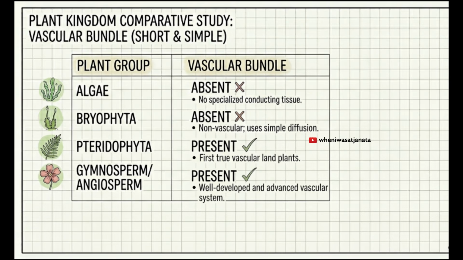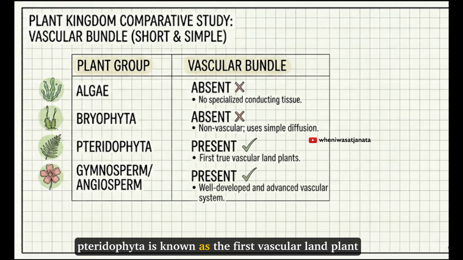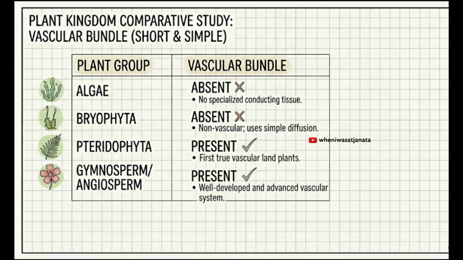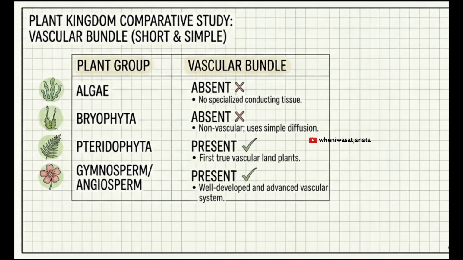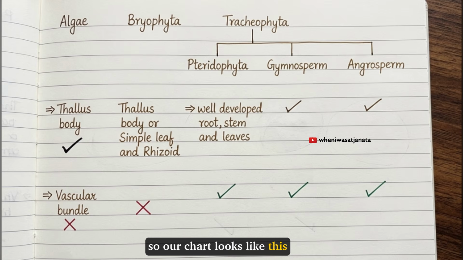If you look at algae and bryophytes, no vascular tissue is found. Moving up, vascular tissue finally appears in pteridophytes, which is why pteridophytes are known as the first vascular land plants. Similarly, it is also present in gymnosperms and angiosperms. The presence of this well-developed vascular tissue is the major reason why pteridophytes are classified under the subdivision Tracheophyta, alongside gymnosperms and angiosperms. So, our chart looks like this. No vascular tissue in algae. The same goes for bryophytes. It appears from pteridophytes onwards.